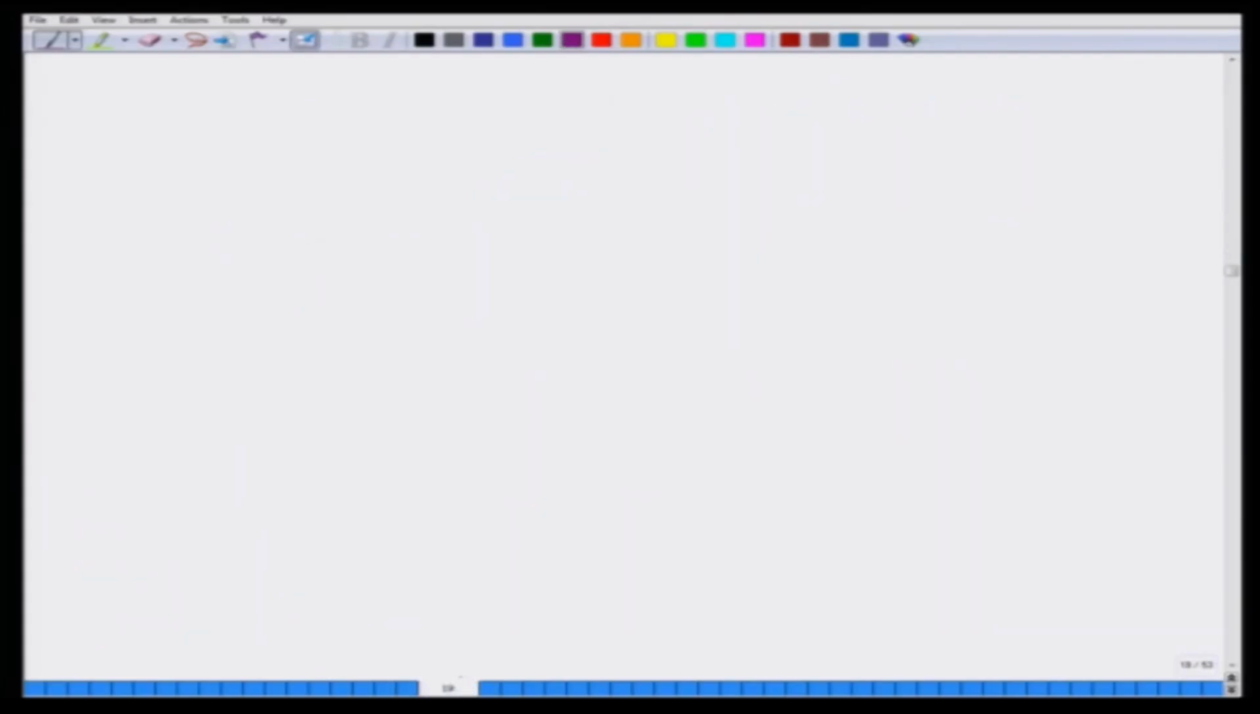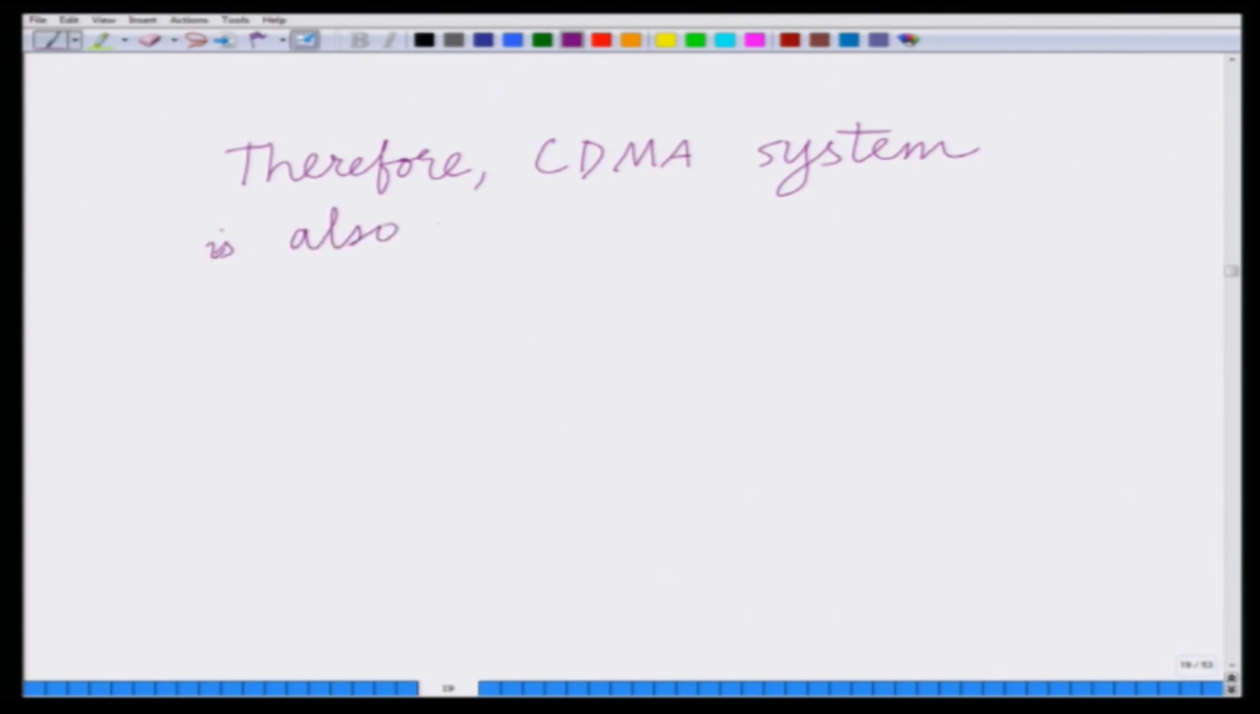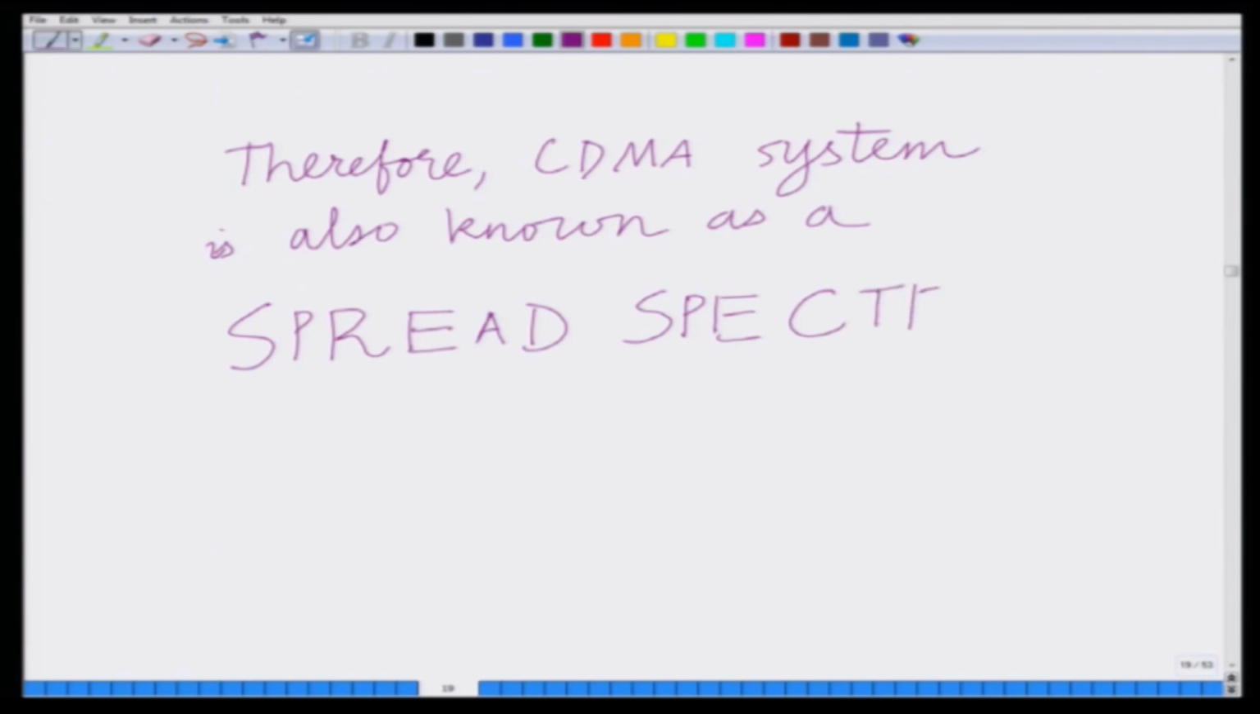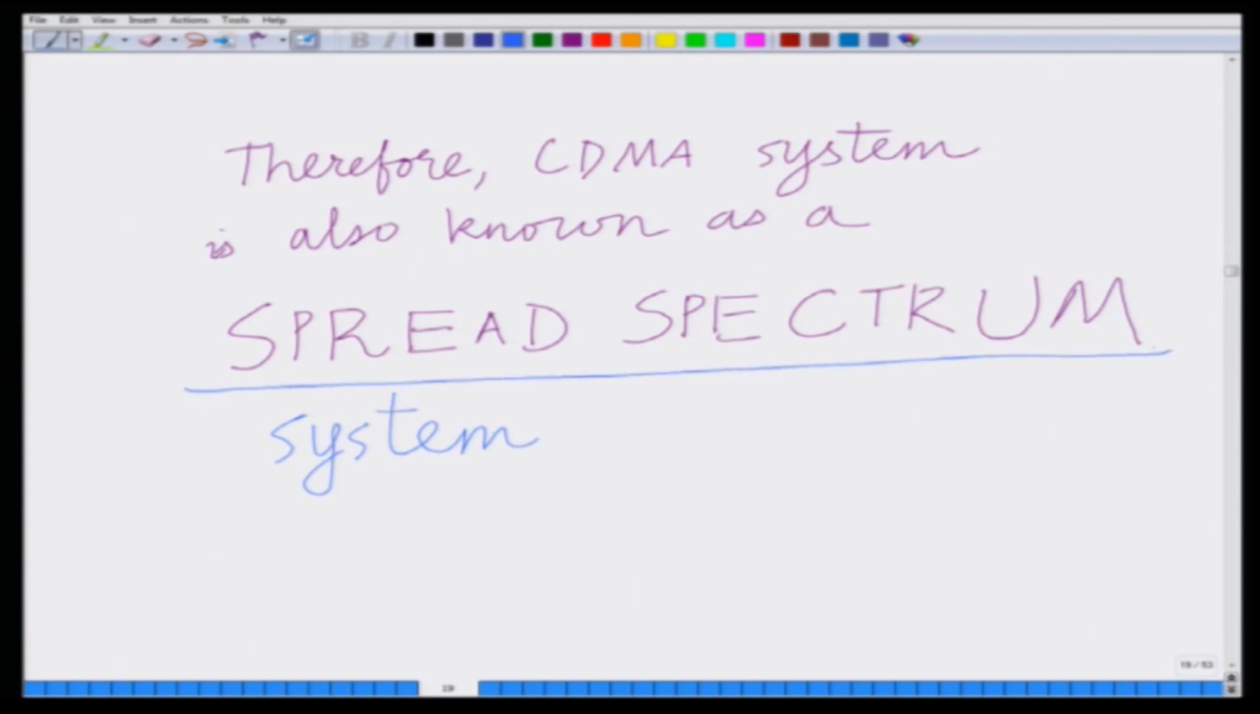Therefore, the CDMA system is also known as a spread spectrum system, and this is the keyword, because the bandwidth of the original, which is 1 kilohertz, is spread by a factor of n, that is 4 times, to become 4 kilohertz.